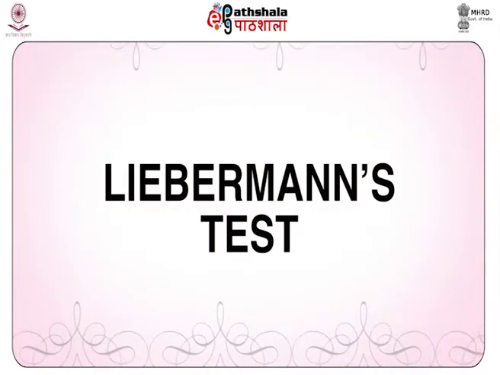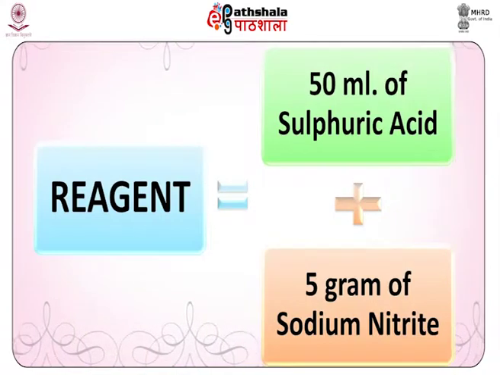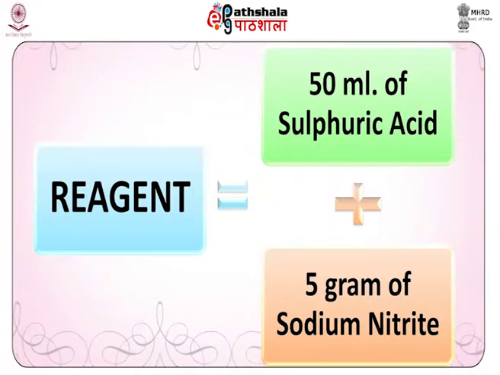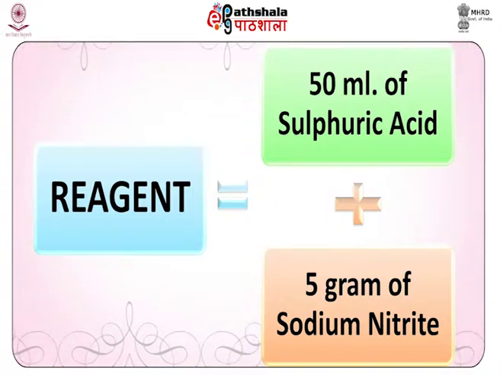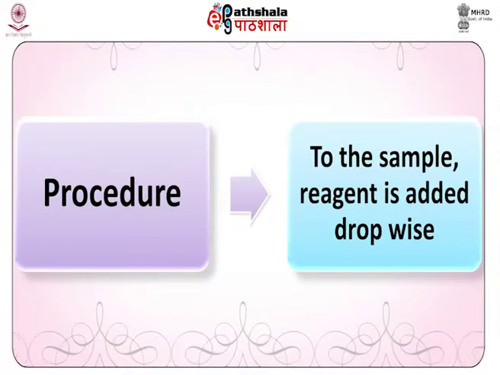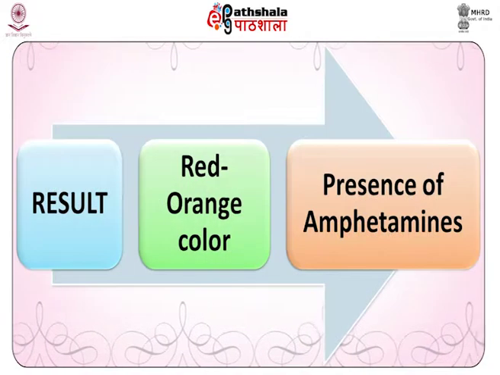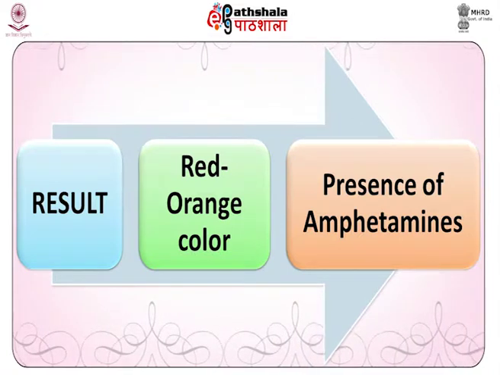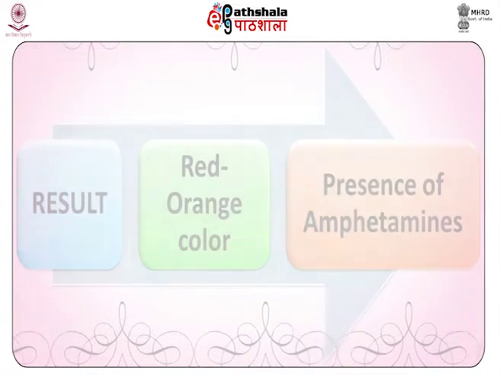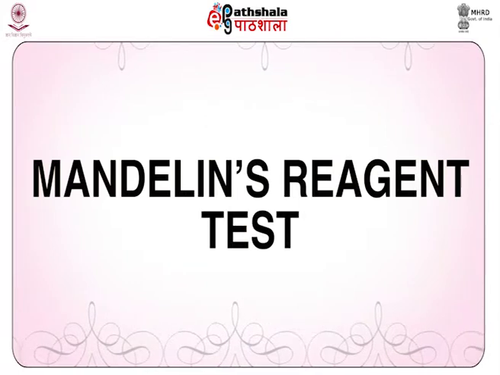Next is Lieberman's test. Preparation of reagent: 5 grams of sodium nitrite is added to 50 ml of sulfuric acid. Procedure: to the sample, reagent is added dropwise. Result: red to orange color indicates the presence of amphetamines. Next is Mandelin's reagent test.